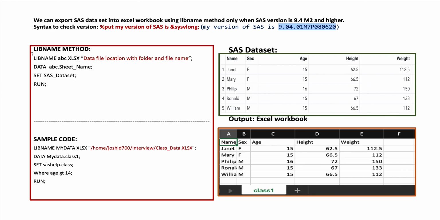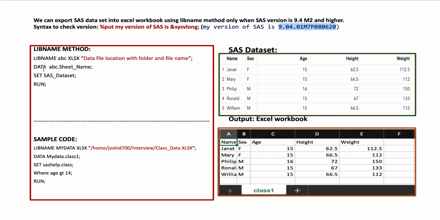The syntax used for the libname method is here. Libname, library name is ABC, suppose. It can hold up to a maximum of 8 characters. Then we have to provide the engine name XLSX. Then inside the code, we have to provide the file name with folder location.